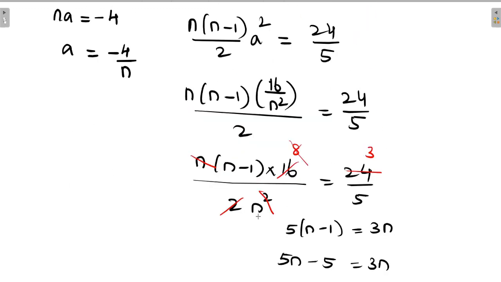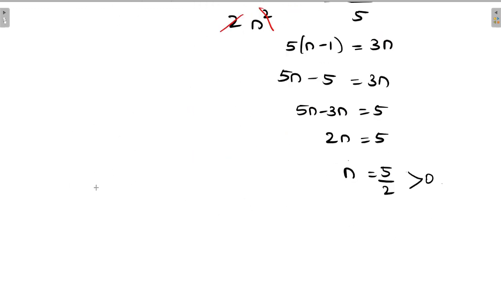Then let us find the value of a. a is equal to minus 4 by n value. We can replace n value as 5 by 2. So a is equal to minus 8 by 5. We found the value of a and n.